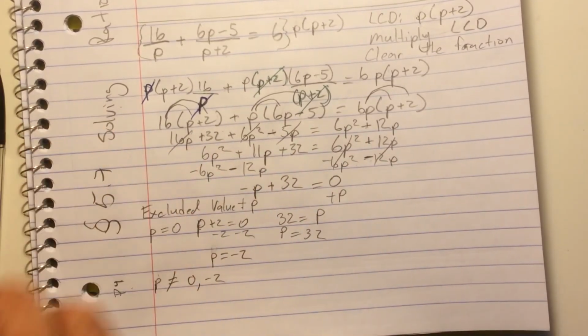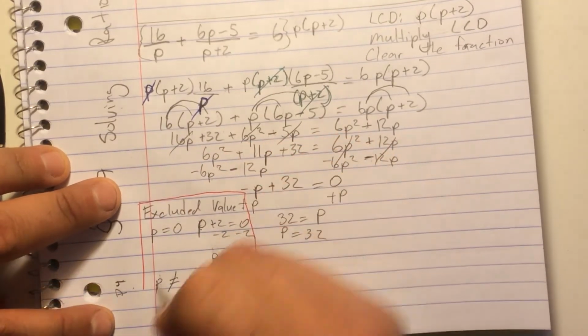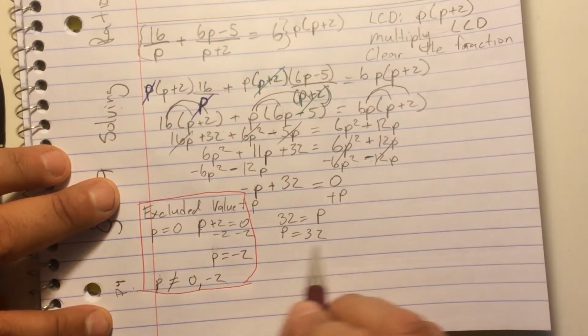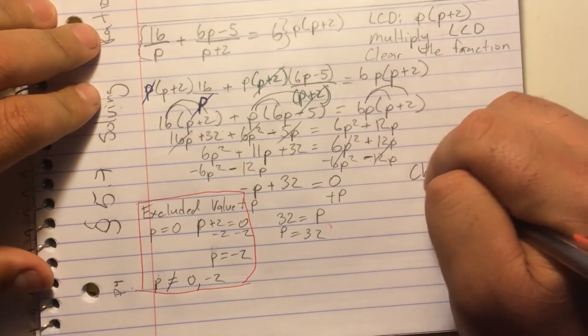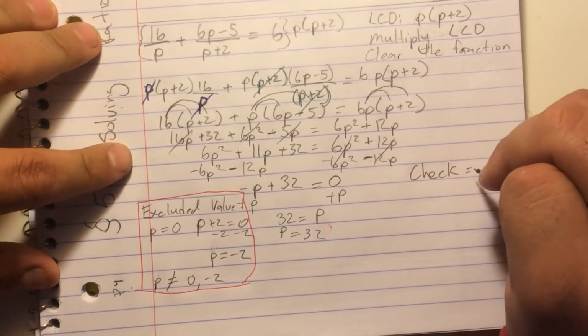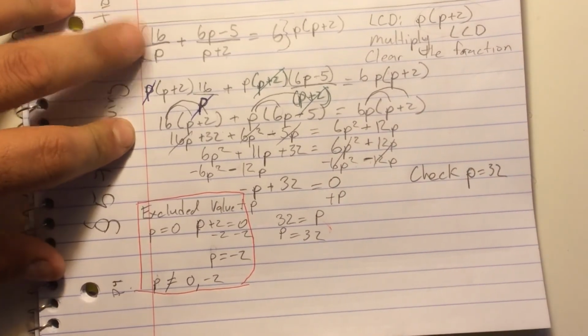So our excluded values are 0 and negative 2, which is good because we get our answer to be, oh, excuse me, we get our answer to be p is 32, which is not one of the excluded values. So we're going to go ahead and do our check now. We're going to do a check that equals p is equal to 32. So we're going to go back to our original equation.